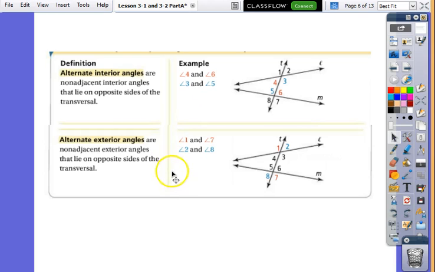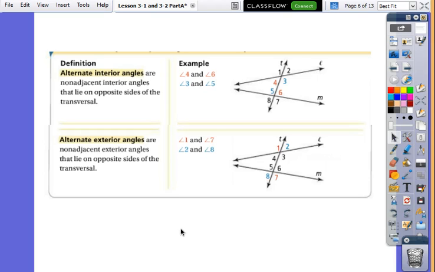And then, of course, the book does alternate exterior angles, which would be angles on the exterior that are alternate, like 1 and 7 and 2 and 8. We won't focus a lot on alternate exterior angles. It's not used a whole lot. So now we have 5 different relationships between angles. Let's see if you can follow them all.